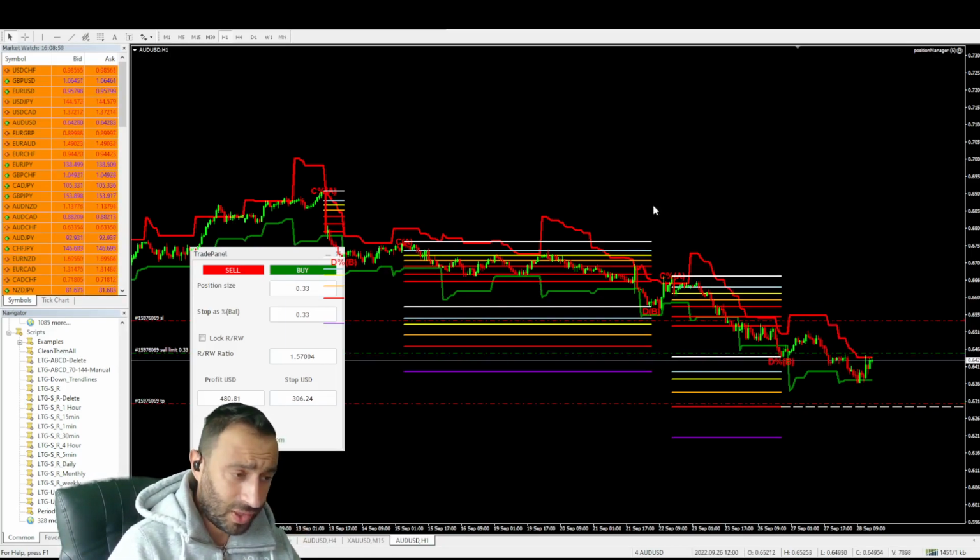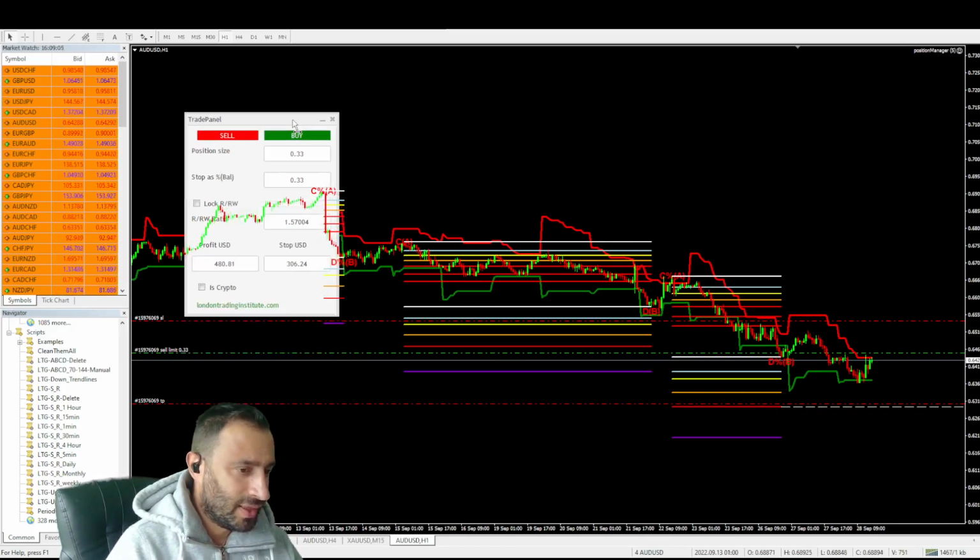So that's why I use the position manager. It's much easier. It just automatically calculates your lot size.